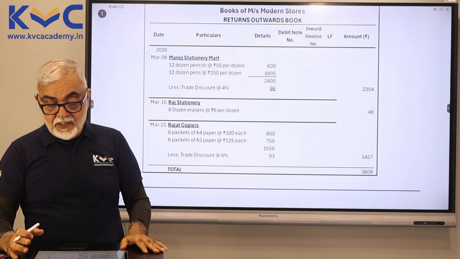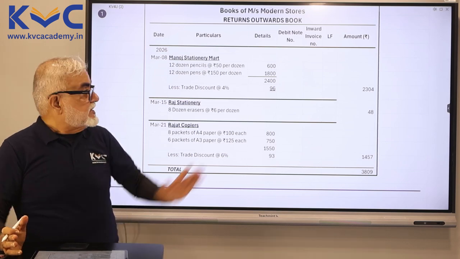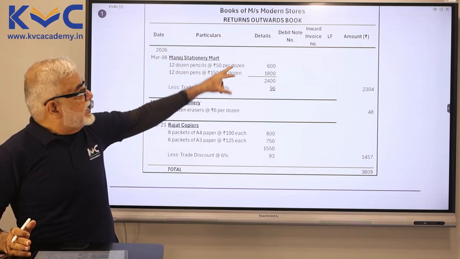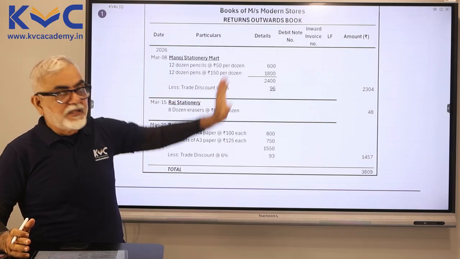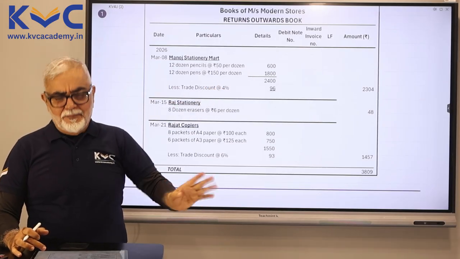It would be like this. Particulars, details, debit note number, invoice number, LF, amount, and that's it. Okay, simple.